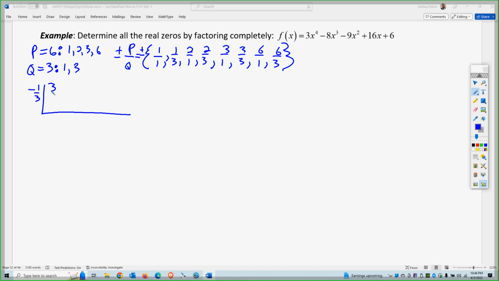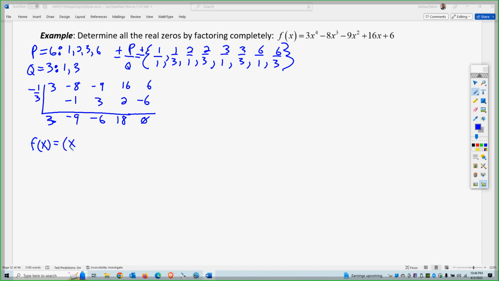So we have 3, negative 8, negative 9, 16, and 6. Okay, so that's good. So we're going to add, then multiply. That would give me 3. We're going to add, and then multiply. So that gives me, let's see, 1/3 of 6 is 2. Then we add to get 18, and 1/3 of 18 is 6. That actually worked. Perfect.